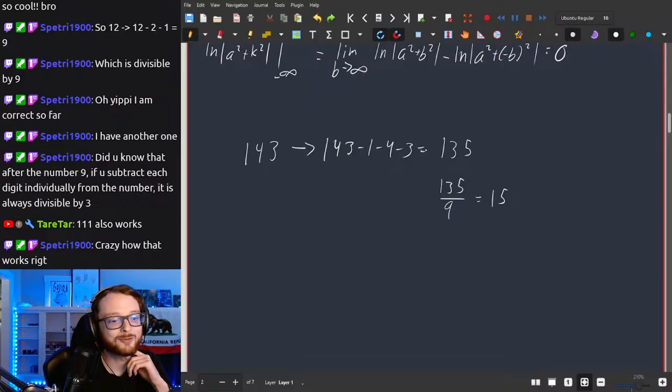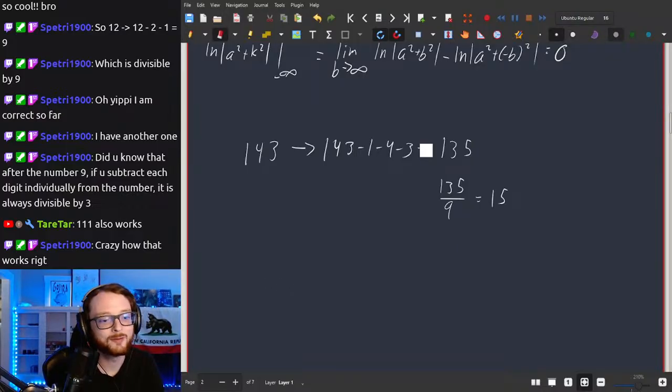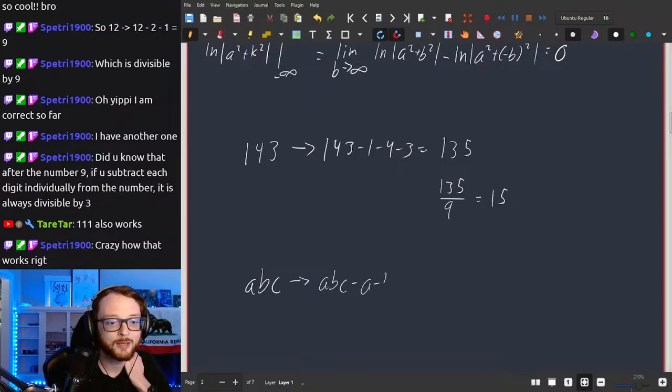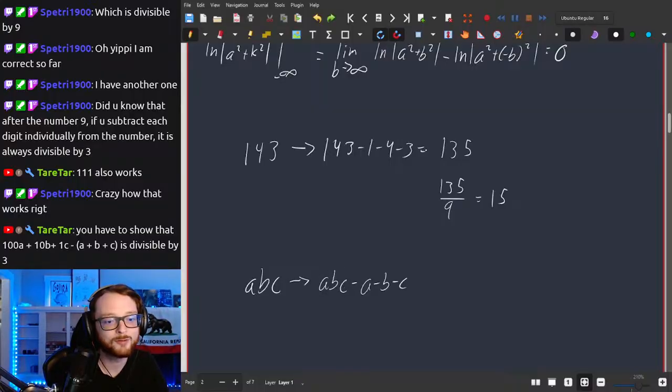Like you would take some number A, B, C, D, or I don't know. Could we show it just for 3-digit numbers? Let's say we have a 3-digit number ABC. Can we show that ABC minus A minus B... This is terrible notation though, because this looks like A times B times C.